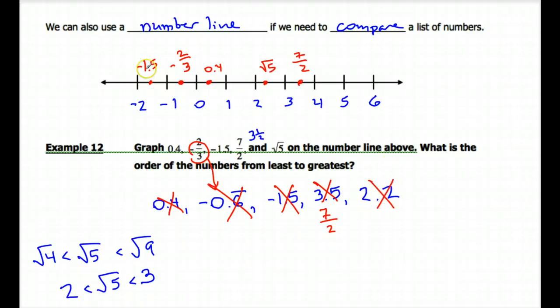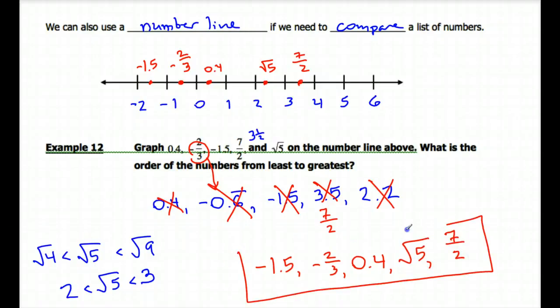So now if you just go from left to right, it's easy to see that the smallest number was negative 1.5. And then we have negative 2/3, 0.4, the square root of 5, and 7 halves. So that's how you can compare multiple numbers if you just draw a number line.